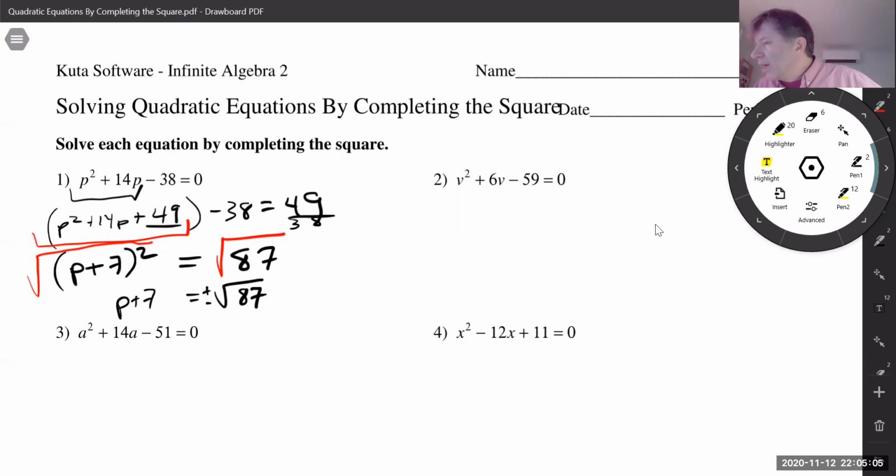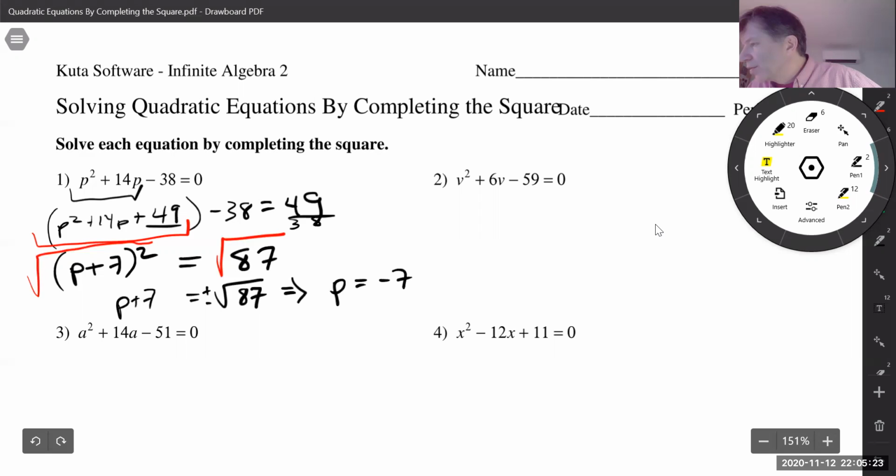And right now, that would be good enough. And then later on, we'll talk about how to simplify and break down 87, if it's possible to break it down into a simpler radical expression. But I still have to isolate p, so I have to subtract 7 from both sides. So I get minus 7 plus or minus radical 87.